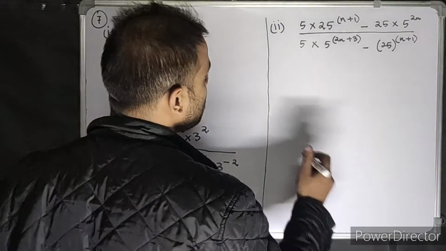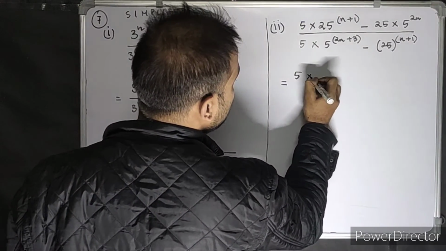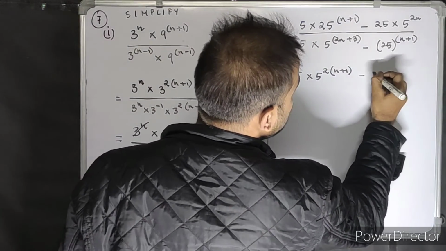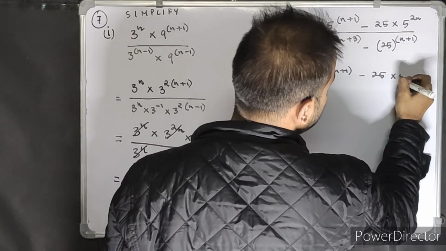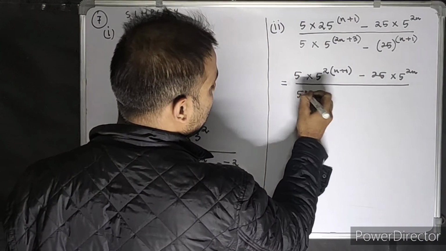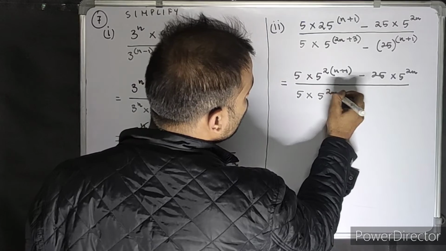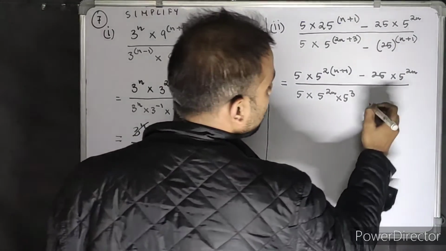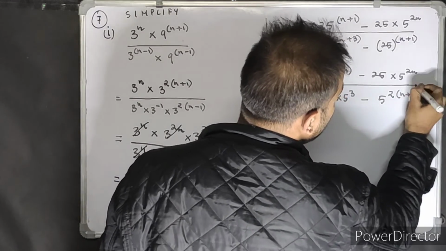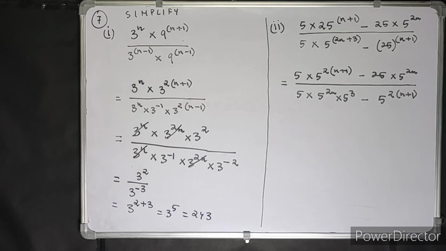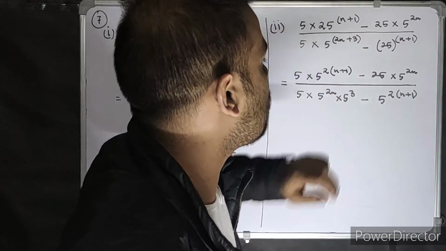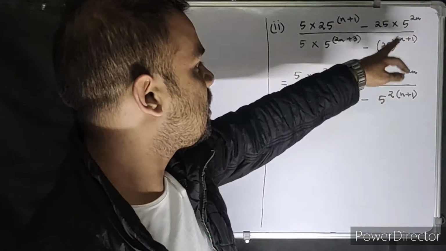Now look, let's change everything to the power 5. 5 into 5 to the power 2 is 25, and n plus 1 stays, minus 25. Let's leave the number as it is, 5 to the power 2n. This whole thing is divided by 5 into 5 to the power 2n into 5 to the power 3 minus 5 to the power 2n plus 1. Look at this very carefully. What did I do? That is 25, 5 square, 5 to the power 2, and n plus 1 was already there, so multiply it over there. This I wrote as it is.